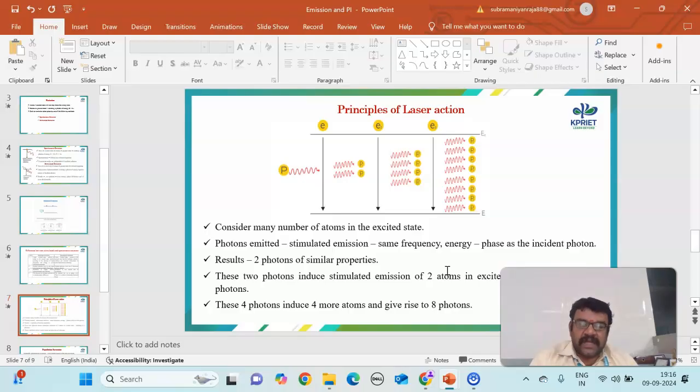These two photons further stimulate the emission of two more atoms in the excited state, resulting in 4 photons. These 4 photons induce 4 more atoms, giving rise to 8 photons. Thus, by means of this multiplication, your photon count is increased, and the intensity of the laser light is also increased due to photon multiplication. These are the basic principles behind laser action, with the multiplication of photons happening in the same phase and same frequency.